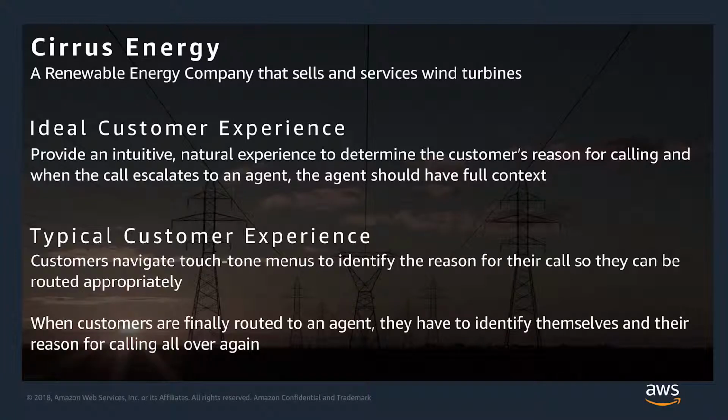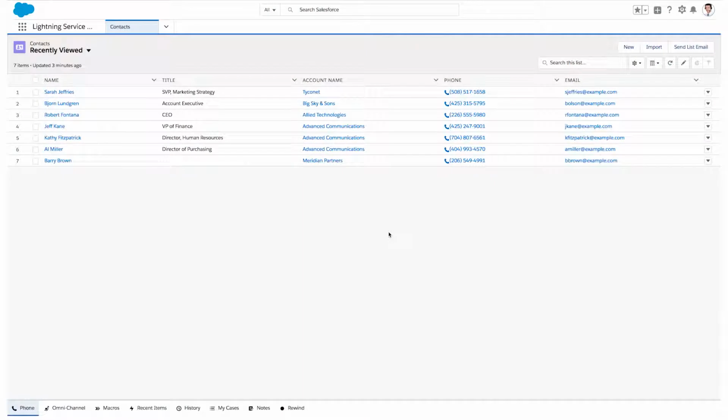A typical contact center experience would be for the customer to call in. You ask the customer to press 1 for sales, 2 for service. They press 2 for service, and then they are asked to type in their case number. At this point, the call is sent to the agent, and the agent asks for the information all over again. And that's a frustrating experience. Now let's call into Cirrus Energy and show how we can make this experience much better.